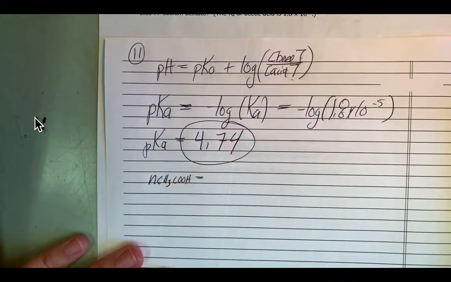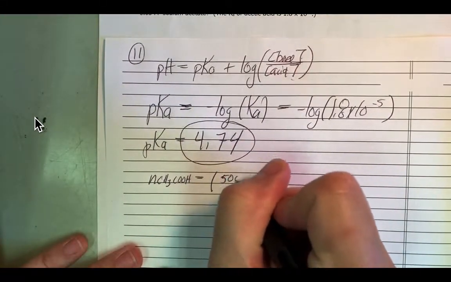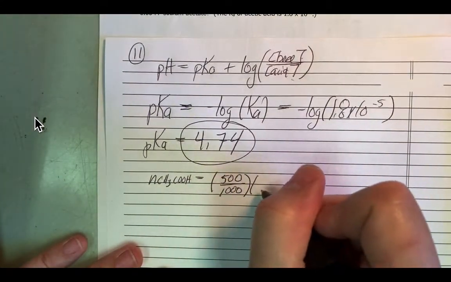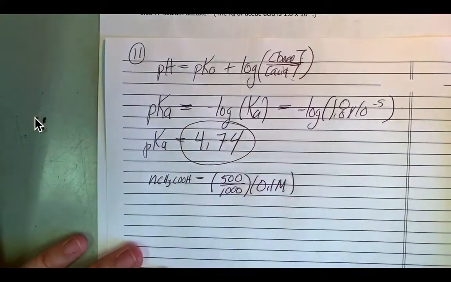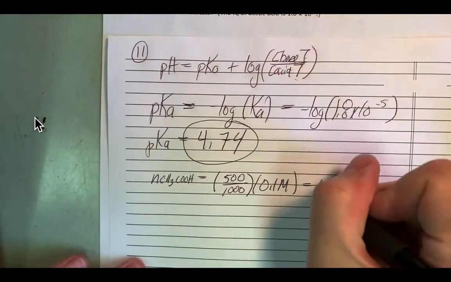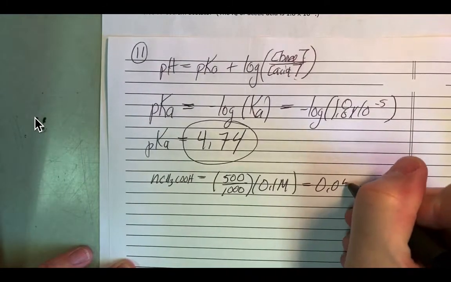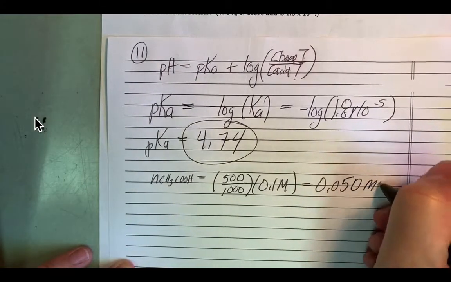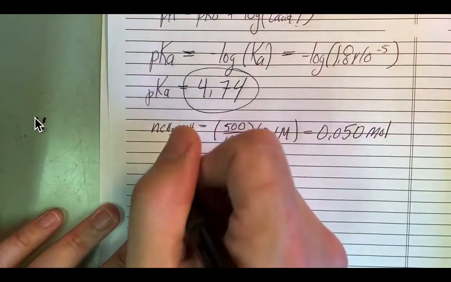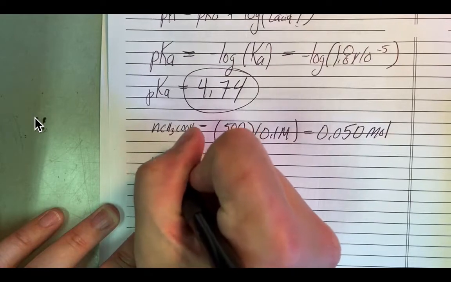Okay, so for the acid, I'm going to divide the 500 mLs by 1,000 to convert it into liters, and then multiply it by the molarity. Okay, that's moles, not molarity yet. Moles of the acid that's in there, and then moles of the base that's in there.